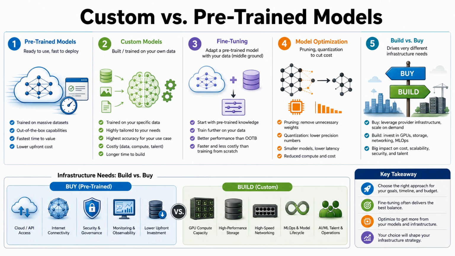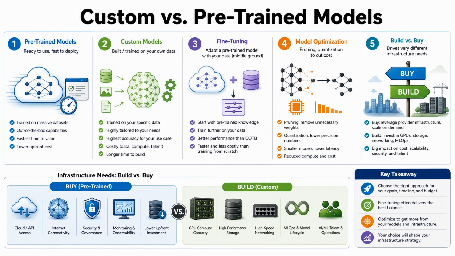Now drop to the bottom of the slide because this is the part that's actually yours. Build versus buy completely changes your infrastructure bill. Look at the buy, pre-trained side: cloud and API access, internet connectivity, security and governance, monitoring, and notably lower upfront investment. Now the build, custom side: GPU compute capacity, high performance storage, high speed networking, MLOps, and a whole AI and ML team. That's a serious, expensive cluster. Exactly the kind of thing this course teaches you to design.